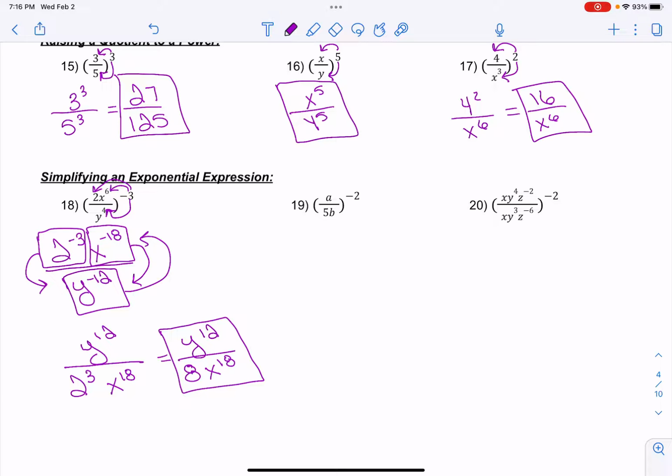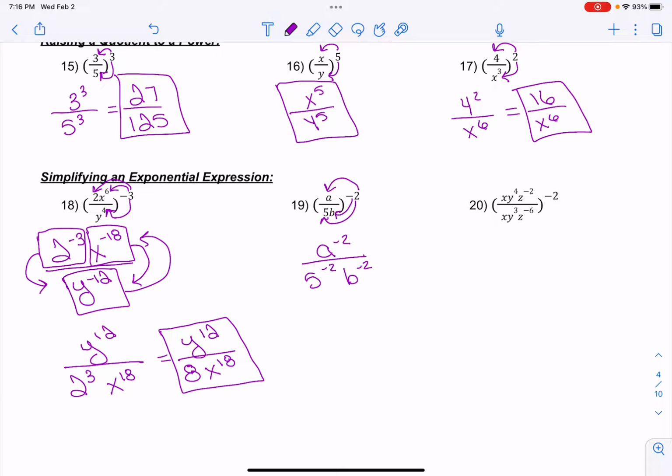Number 19, we have a over 5b, all raised to the negative second power. Again, remember that negative second power goes to every single piece inside that parentheses. So we end up with a to the negative 2 over 5 to the negative 2, b to the negative 2. So very similar to our last one.